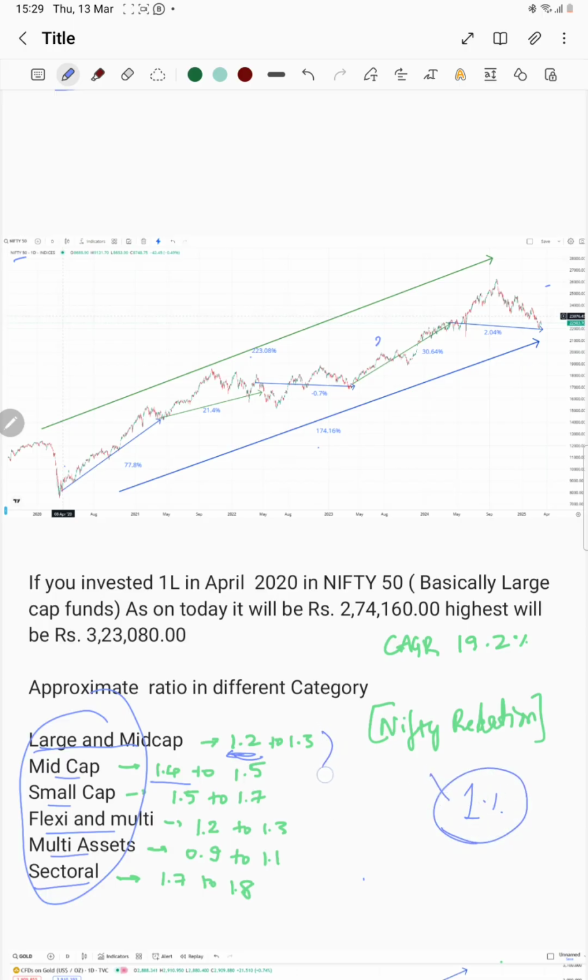Nifty's 1% will be mid caps' 1.4%. Nifty's 1% is small caps' 1.5 to 1.7%. Whether it rises or decreases, these will fluctuate proportionately and sync with Nifty 50. So Nifty 50 will be the base for all investments in the stock market and mutual funds. So we'll be comparing mutual funds and Nifty 50 here.